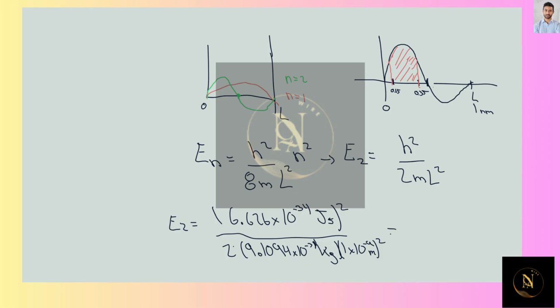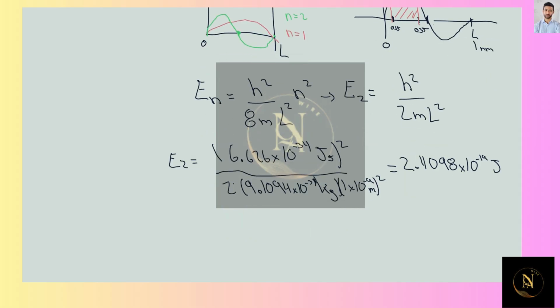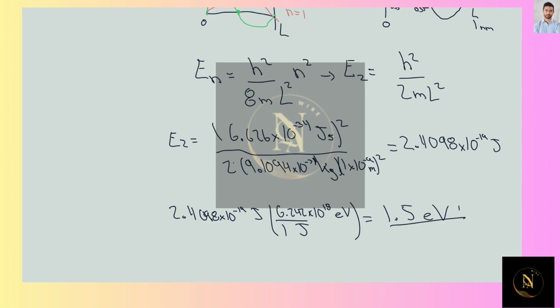So the result that we can get from here is going to be in joules, and this is equal to 2.4098 times 10 to the minus 19 joules. And this quantity, we can convert it to electron volts with the following conversion factor. We know that we have the energy in joules. We know that 1 joule is equal to 6.242 times 10 to the 18 electron volts, giving us as final result 1.5 electron volts. And this would be our final answer.